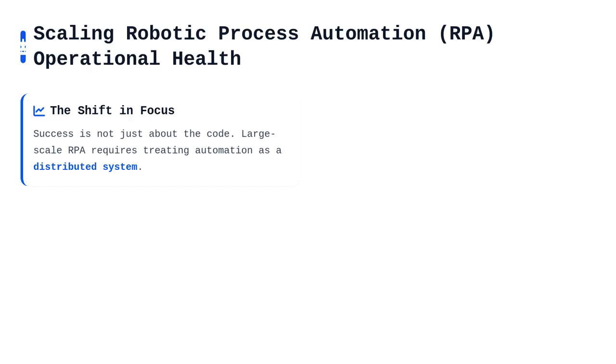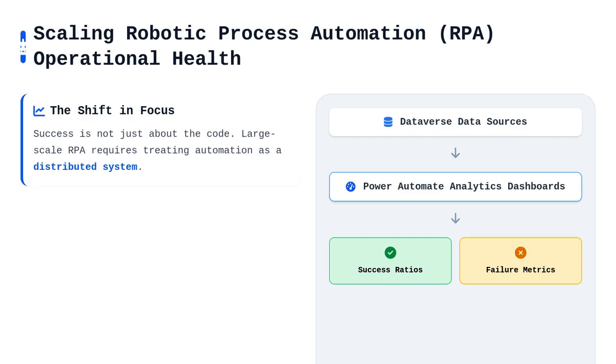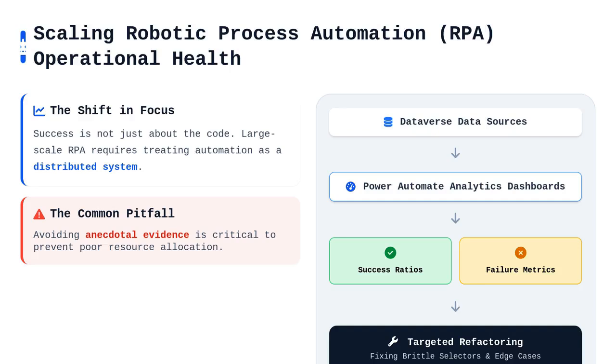Microsoft provides a set of out-of-the-box analytics dashboards within the Power Automate portal that serve as our primary window into these execution metrics. These dashboards aggregate data from Dataverse, providing a holistic view of our automation landscape. By looking at these reports, we gain visibility into success to failure ratios, which are essential for identifying unstable processes that might require refactoring. If a specific flow exhibits a high failure rate, it often points to brittle selectors or unhandled edge cases that our exception handling logic has missed. Relying on anecdotal evidence to manage infrastructure is a common mistake that leads to poor resource allocation decisions.